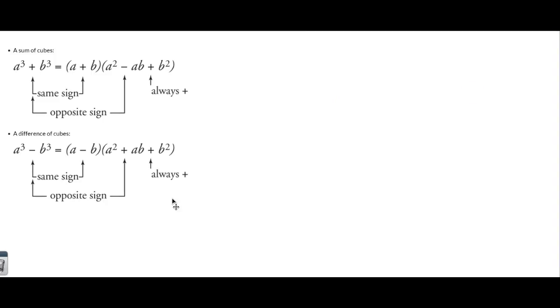Now let's look at a little bit more complicated questions. For example, let's factor 8x cubed plus 27. Okay, again, we said that the first step is to find the cubic root of both terms. Since the first term has both numbers and variables, we need to find the cubic root of the number, the coefficient of x, first. Then we need to find the cubic root of x cubed.